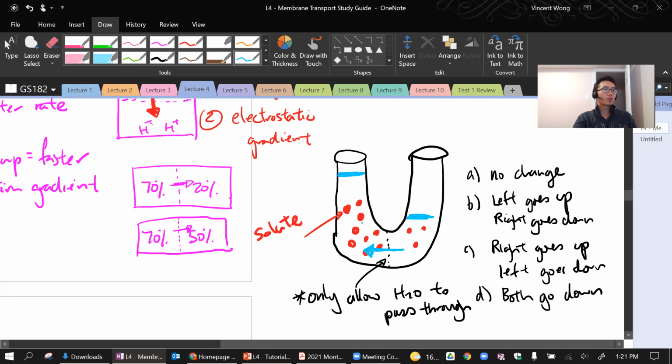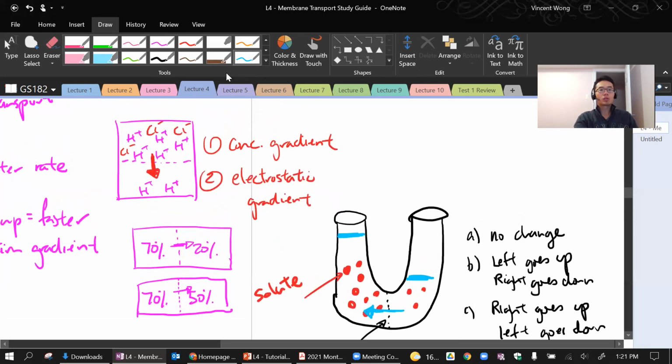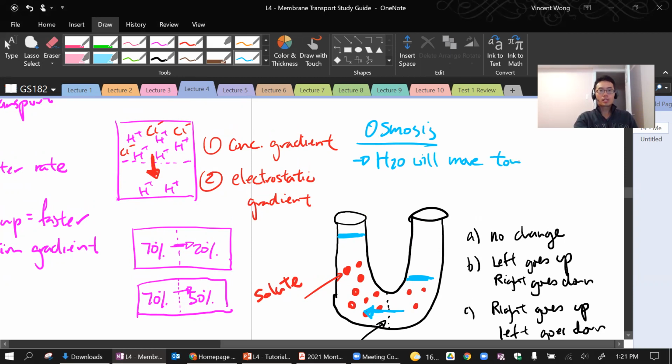So Christian asked, what is the solute again? It could be anything. It doesn't really matter. I said salt at the beginning, NaCl, but it could be proteins. It could be a bunch of other things. As long as it's dissolved in the water, that's what's going to be driving the movement of water. So this is called osmosis. Osmosis means water will move towards the more concentrated side.